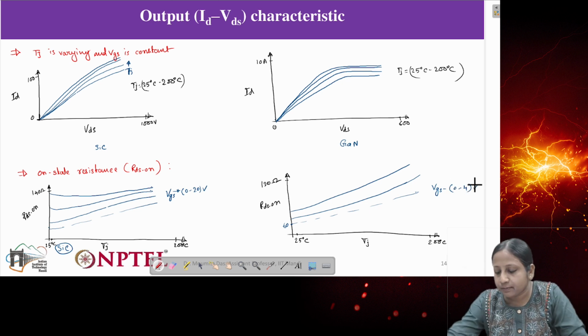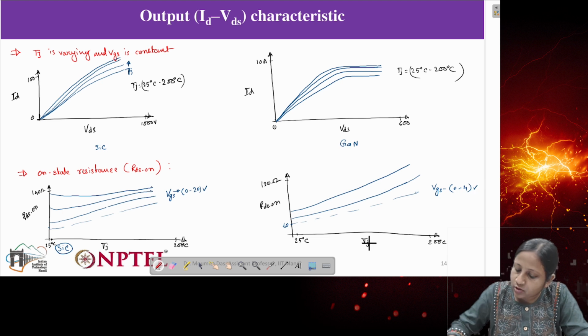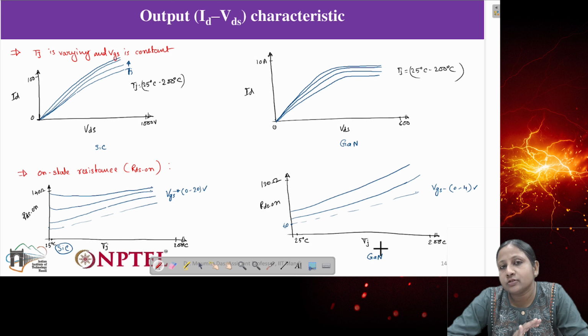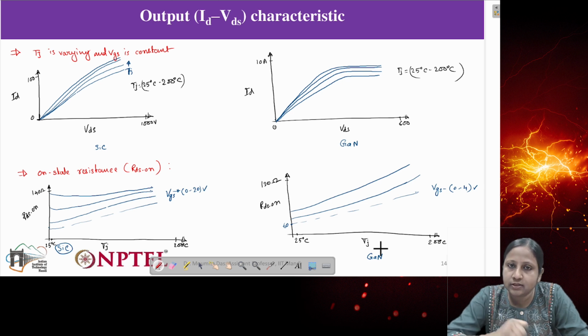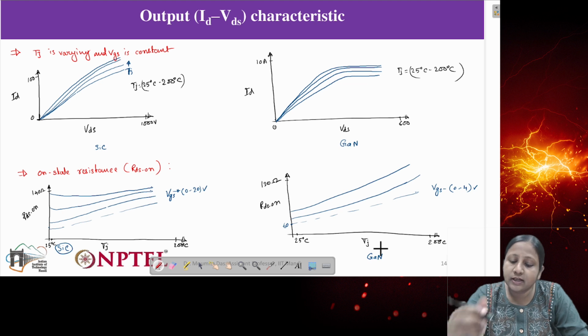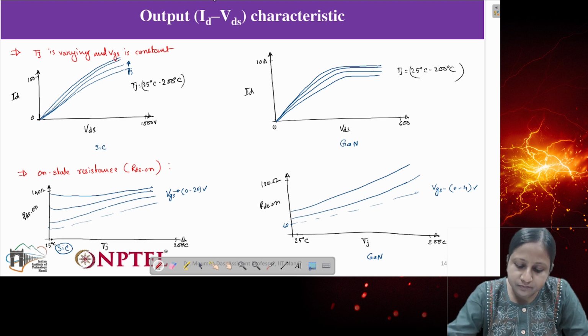You can see as the temperature is increasing in case of GaN, the on-state resistance is increasing. In case of silicon carbide, it is not like that. It is very different. That is why this information we can get only if we characterize this. Otherwise, we get the constant value. In the datasheet, generally they give one value and also the electrical specification for that particular value is given. But if we want to select a different specification, that we cannot get if we don't have this kind of characteristics. So that is why this kind of characteristic is very important.